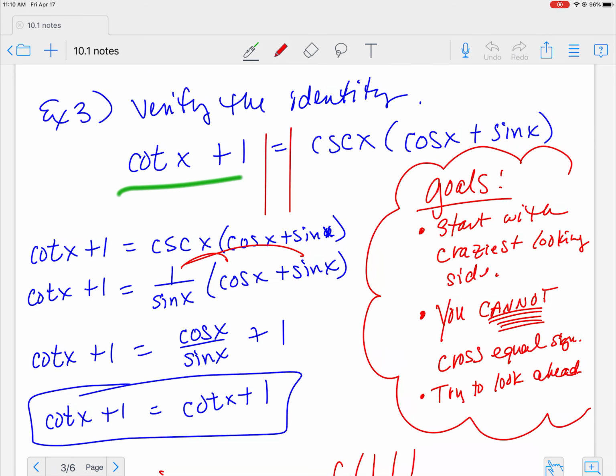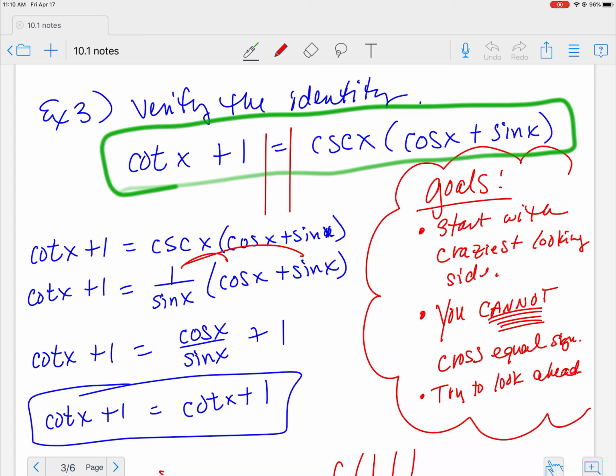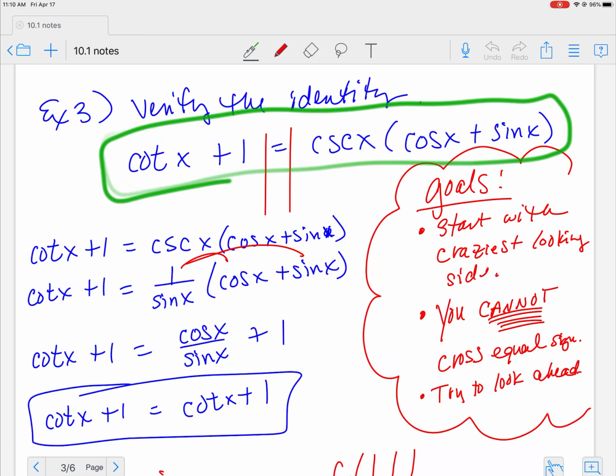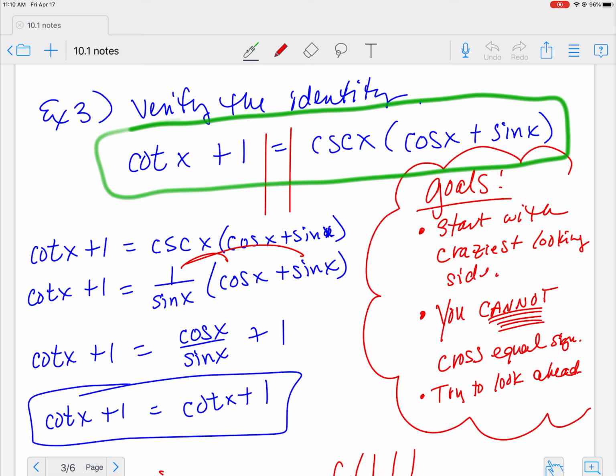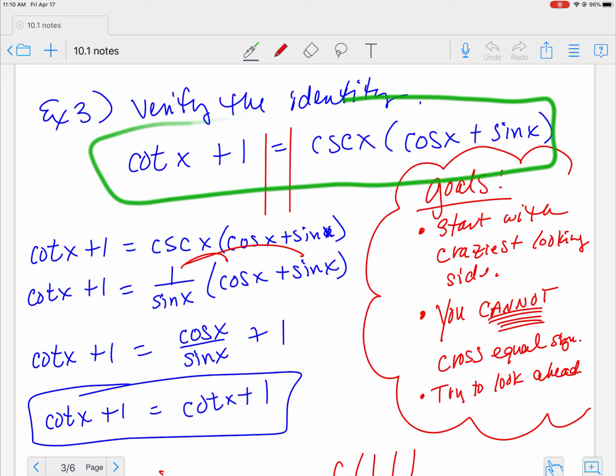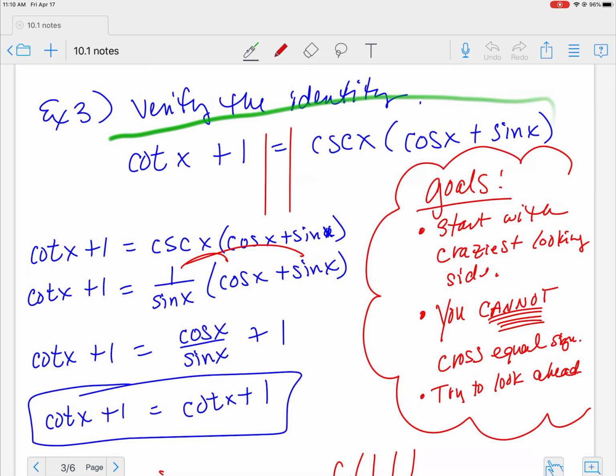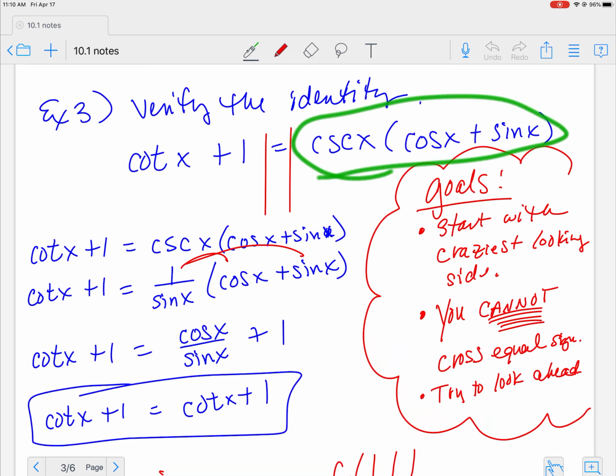So if I verify this identity, you start with this equation to begin with. This is already true. Cool, right? Because this is already true, all I'm trying to do is make both sides look the same. That's my goal here. Start with the craziest looking side. So, in my opinion, the one over here on the right looks the craziest.